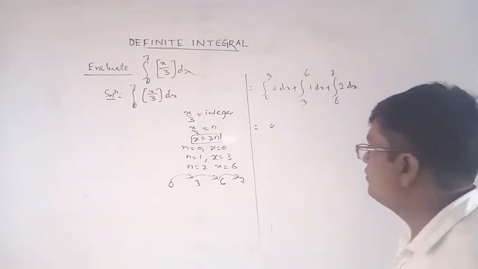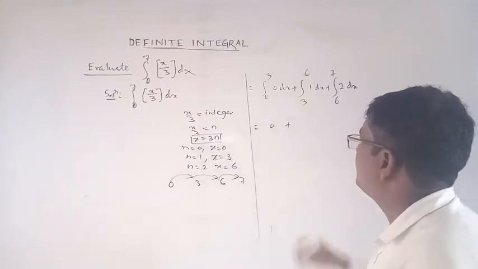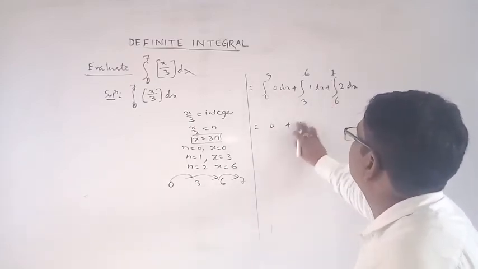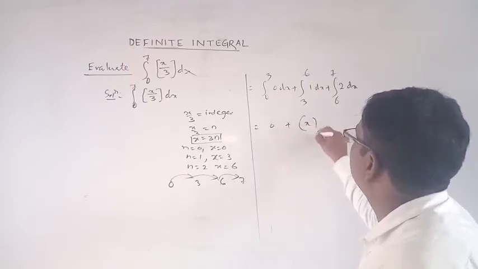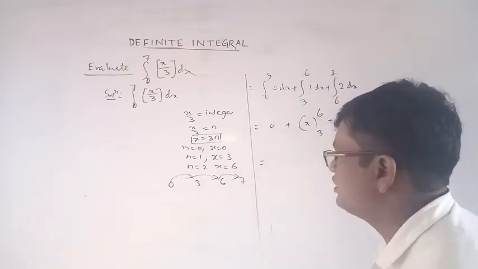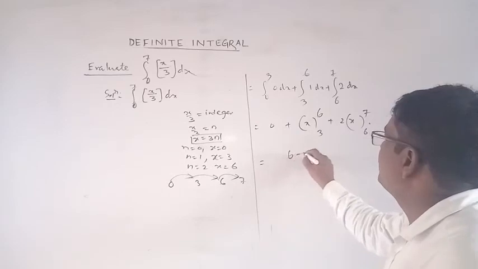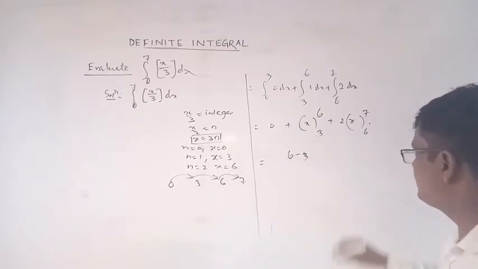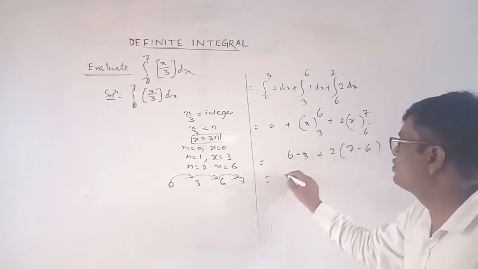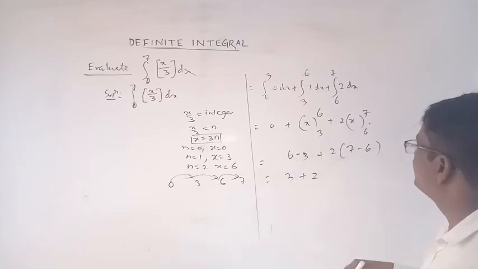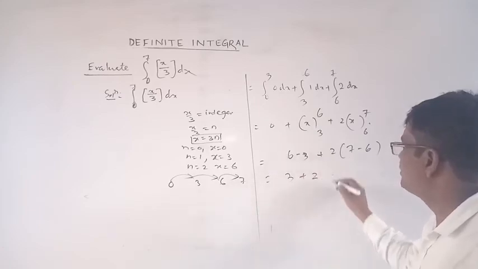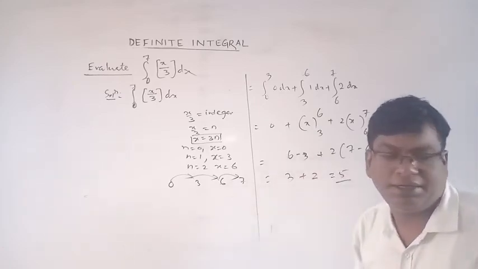Okay, 0 and this is equal to x with limits 3 to 6, plus 2 into x with limits 6 to 7. So this is equal to 6 minus 3 and 2 into 7 minus 6. This is 3 plus 2 into 1, that is 3 plus 2, which is equal to 5. So the answer is 5.